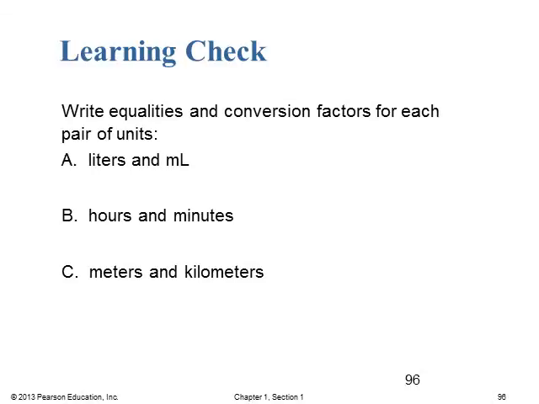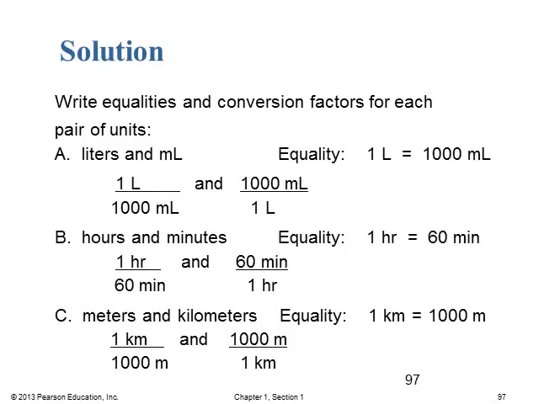Hours and minutes. So there are 60 minutes in 1 hour. So you can put 1 hour over 60 minutes or 60 minutes over 1 hour. They are equivalent, same thing, just depending on what ratio you need. And then lastly, meters and kilometers. If you remember, kilometers is very large, so it takes 1,000 meters to add up to a kilometer. So 1,000 meters over 1 kilometer, or 1 kilometer over 1,000 meters will be acceptable. All right, and so that breaks it down for you there.